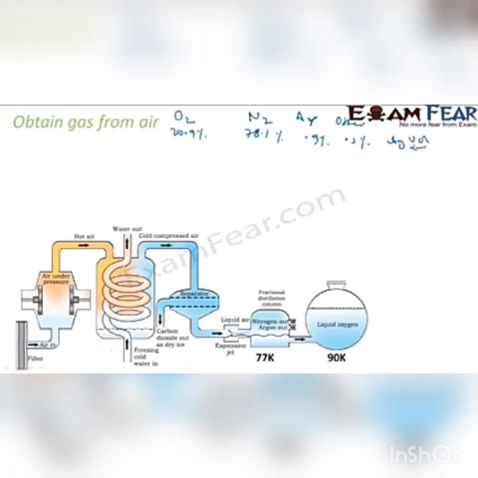To separate this, we know that we need some physical property. So let's see the boiling point. Nitrogen, the boiling point is 77 Kelvin. Argon is 87 Kelvin, almost. Oxygen is almost 90 Kelvin. And carbon dioxide, other, we will ignore. Let's try to focus on oxygen and nitrogen itself.